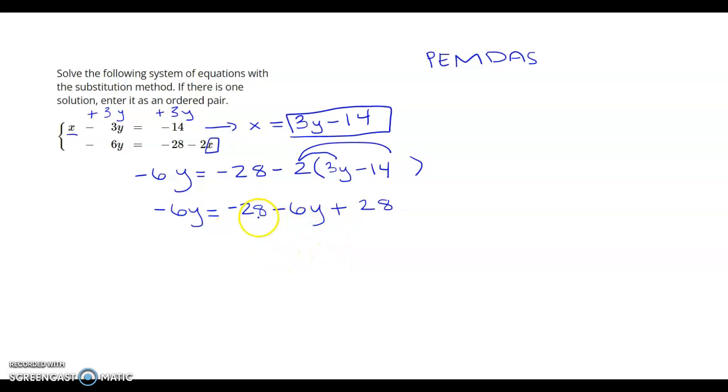Now let's combine like terms on the same side. We can see I've got a negative 28 and a plus 28. Well, those are just going to cancel each other out. So those are completely gone. And now I have negative 6y equals negative 6y.